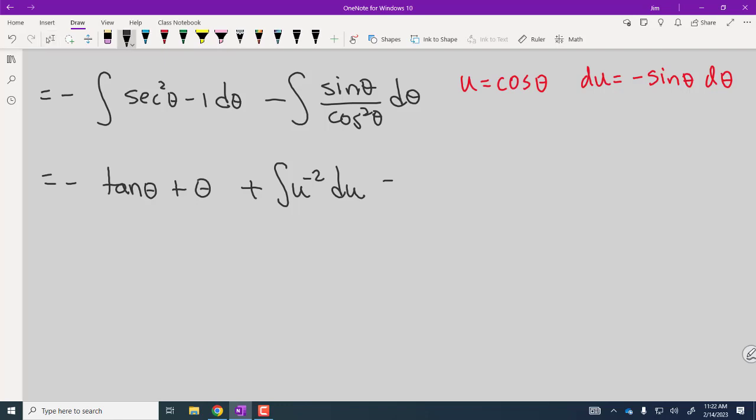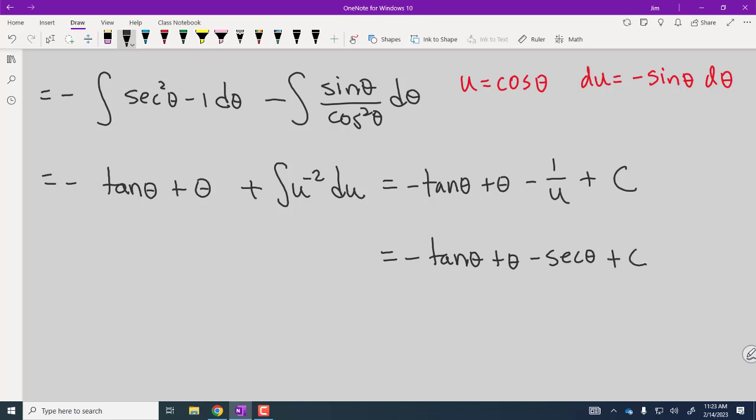Almost there. So we have minus tangent theta plus theta. Integral of this, we add 1 and divide by the new exponent. So we get minus 1 over u plus c. And the only thing we have left to do is convert it back to theta. So 1 over u is 1 over cosine. So that's secant. And there we come up with an answer. That's a long one.